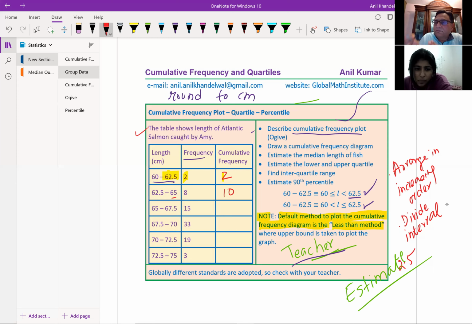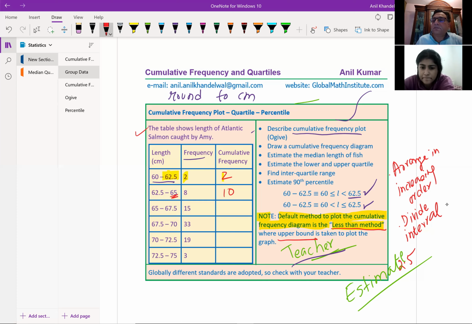So the method we are applying here is what we call the less than method. We want to plot the cumulative frequency diagram where the method is the less than method. Whenever you're applying the less than method, the key value you look at is the upper bound. Means what is less than 65? The upper bound of the interval. You get the idea. Very important to understand.